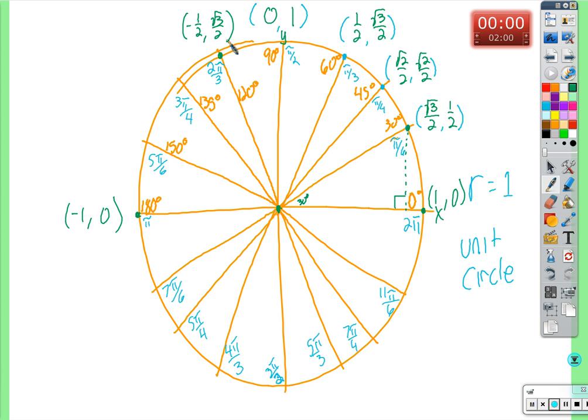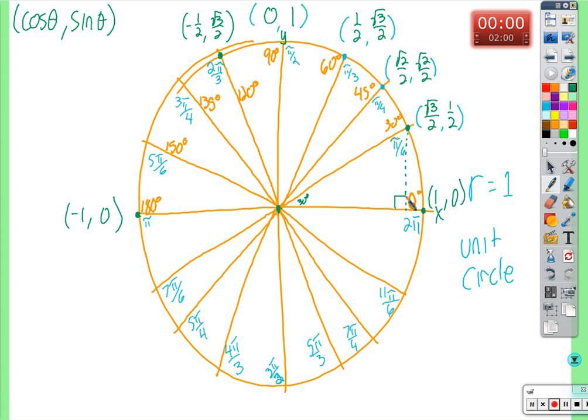All right, so this point is at root 3 over 2, 1 half. Here is the cut to the chase short version of the story. The x coordinate is the cosine of 30, and the y coordinate is the sine of 30. No big surprise here, because if you look at this triangle that I drew.